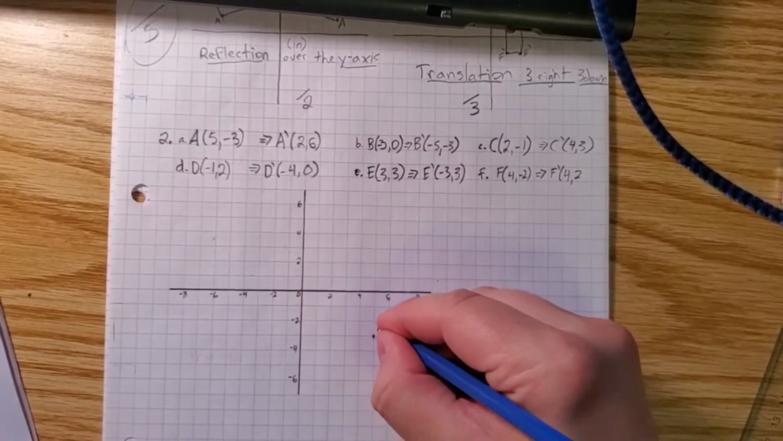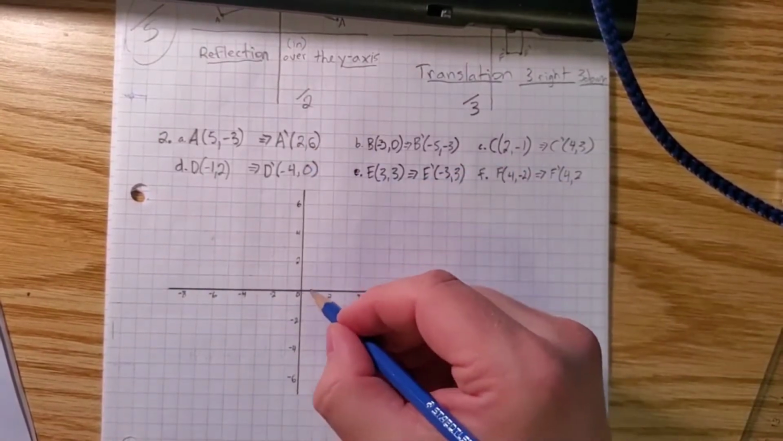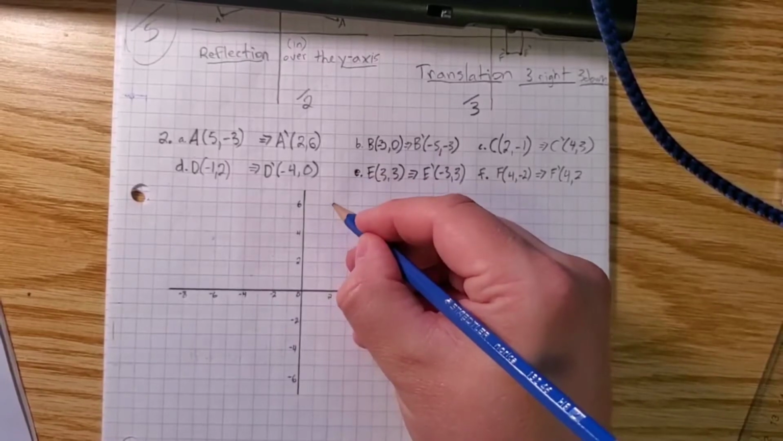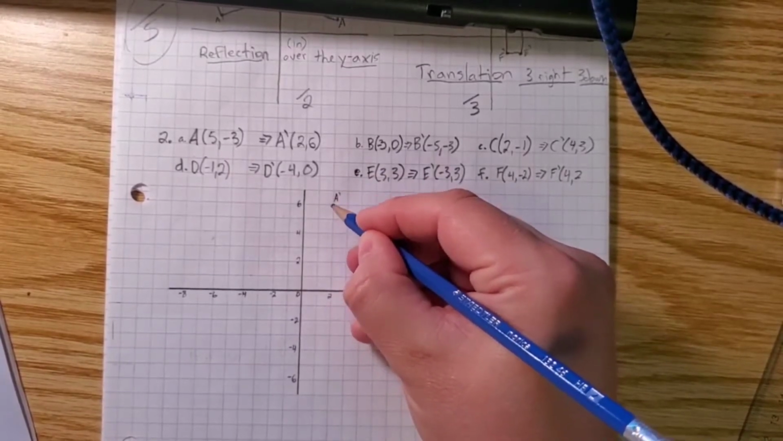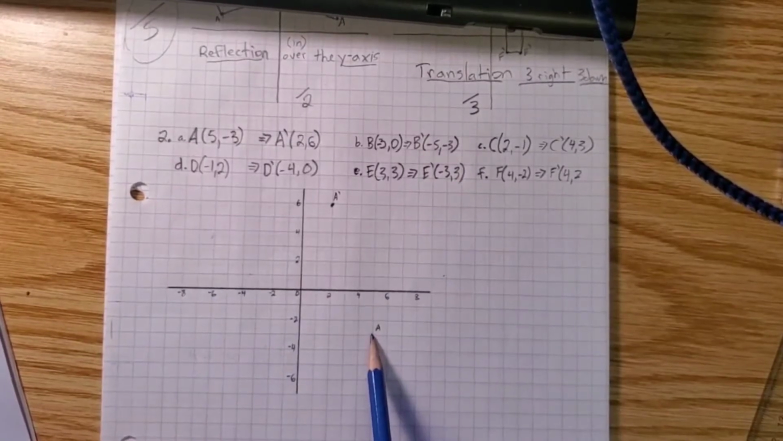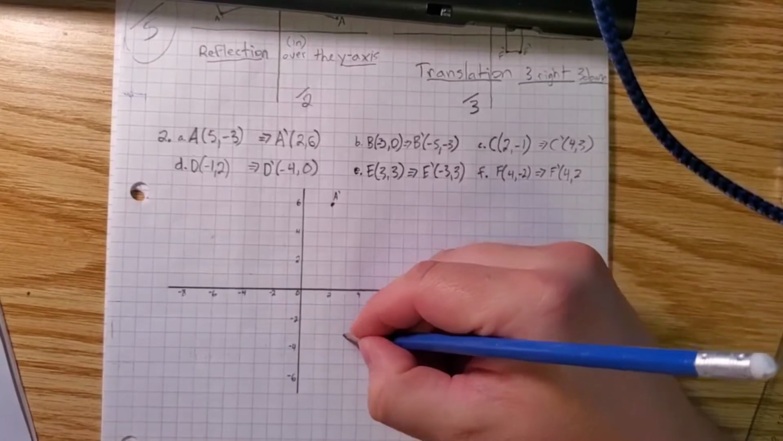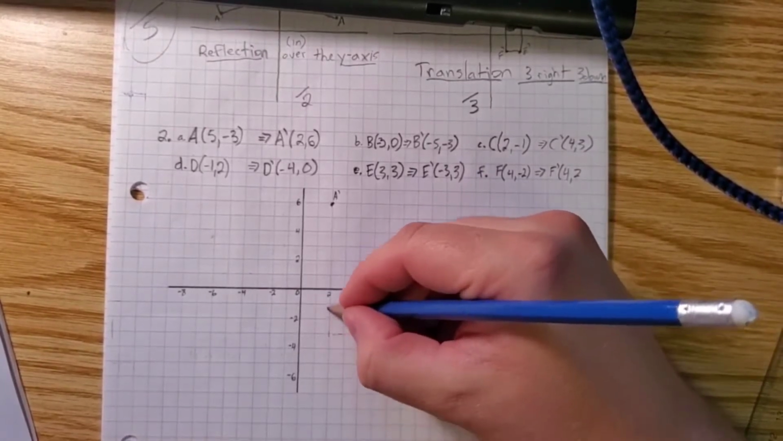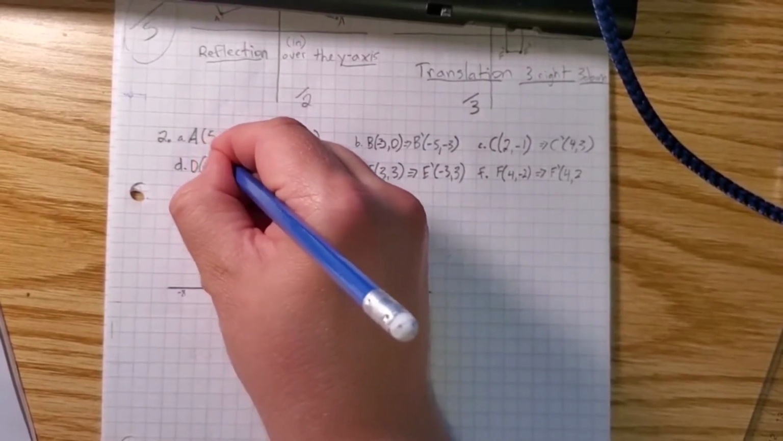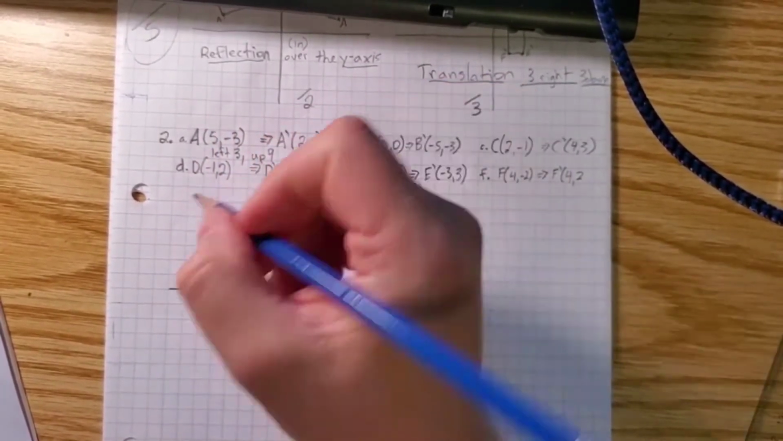So A is 5, -3, so go over 5 and then down 3. That's A. And A prime is 2 and 6, so 1, 2, and up 1, 2, 3, 4, 5, 6. That's A prime. So looking at this, how much did it move horizontally? Well, it moved left, 1, 2, 3. And then it moved up, right? It moved up 9. So left 3, up 9.